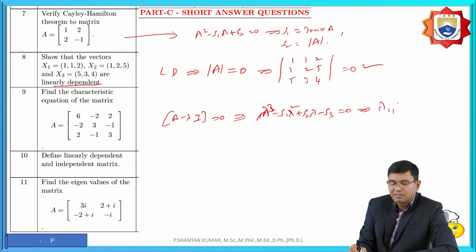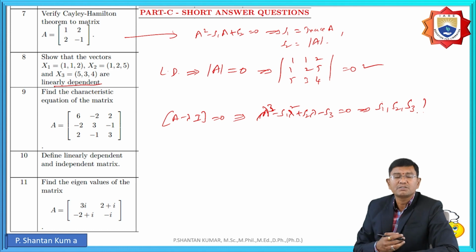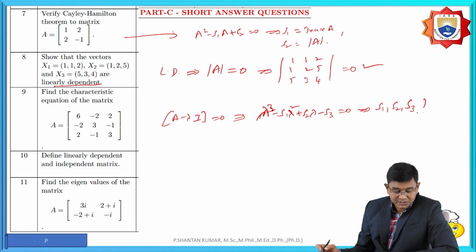And here we find lambda 1, lambda 2, lambda 3 from the equation. That means we need s1, s2 and s3. As you know, s1 is the trace, s2 is the sum of the cofactors of the diagonal elements, and s3 is the determinant of the matrix.